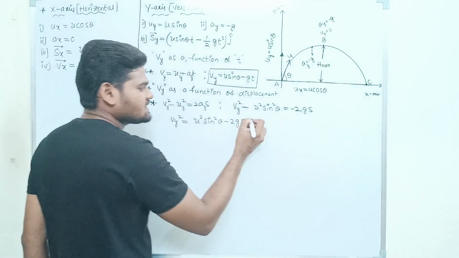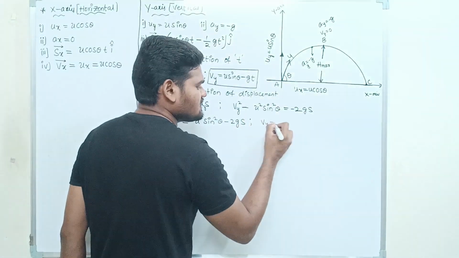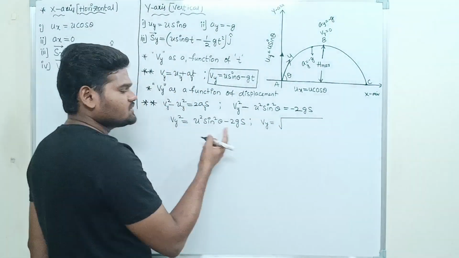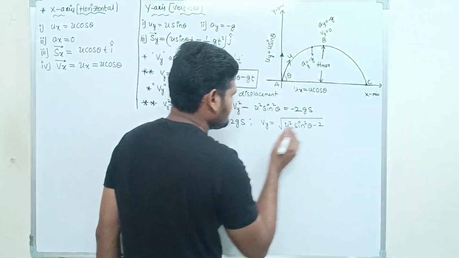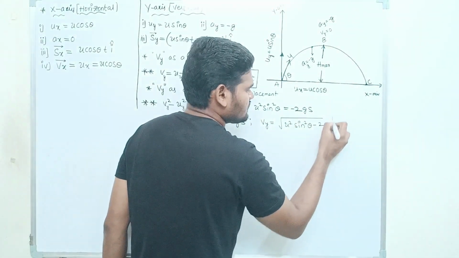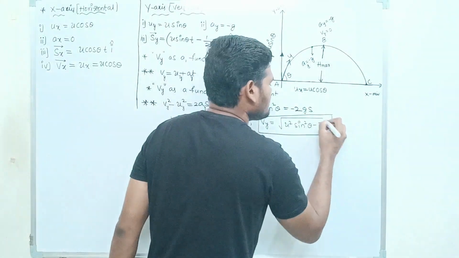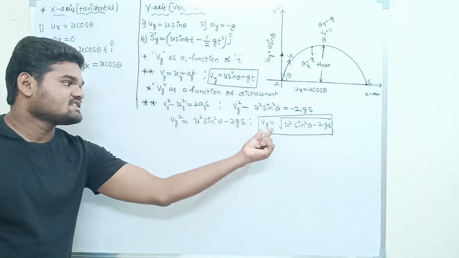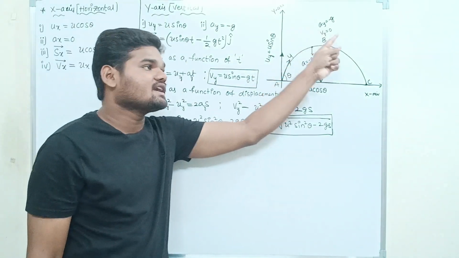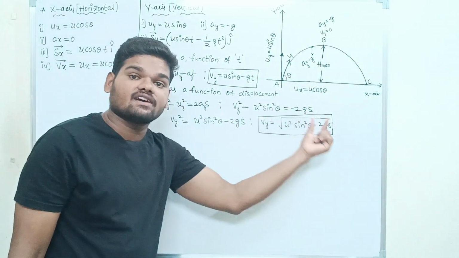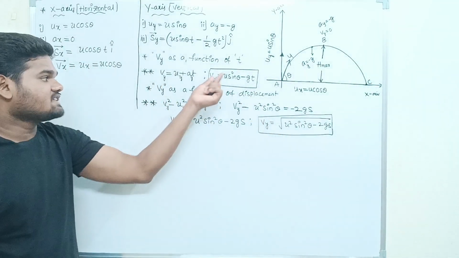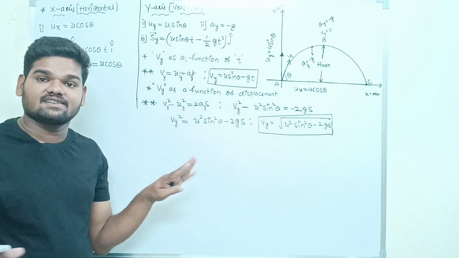If the square went to this side, it becomes Vy is equal to under root of u square sin square theta minus 2gs. Simple mathematics, I'm just substituting all the values in the equation of motion. So this is the final velocity component of the projected body along the y direction as a function of displacement. And the earlier one was as a function of time. So that's it.